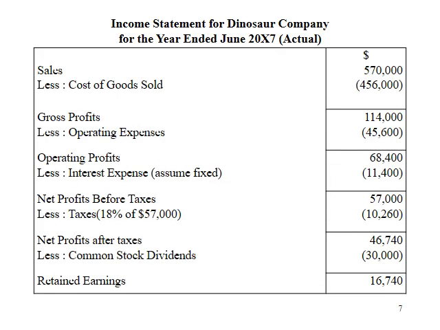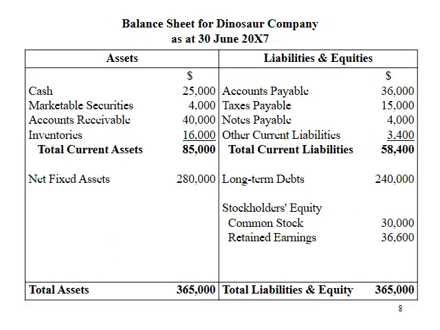Income statement for Dinosaur Company for the year ended June 20x7. This is the actual income statement, not a forecast. Balance sheet for Dinosaur Company as at 30th June 20x7.